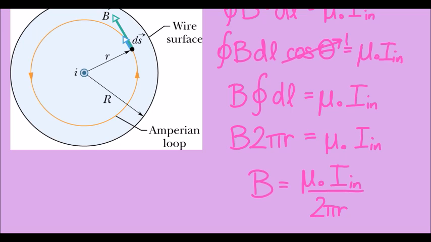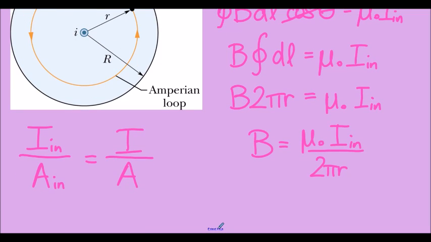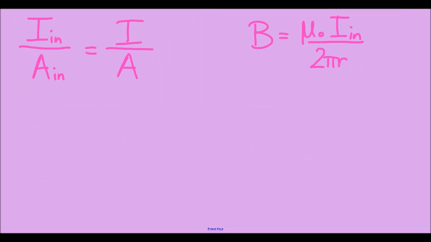And so if that's the case, we could say that the current density would be the same. In other words, the current that's enclosed by our Amperian loop divided by the area that's enclosed by our Amperian loop must be equal to the total current divided by the total area of our wire. And again, this area is cross-sectional. So I can find an expression for the current that's enclosed by multiplying the total current divided by the area of the total wire.